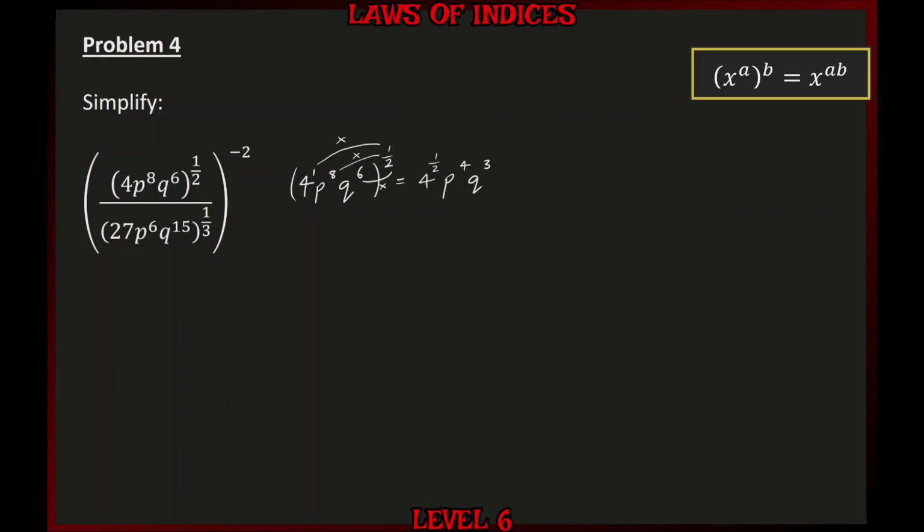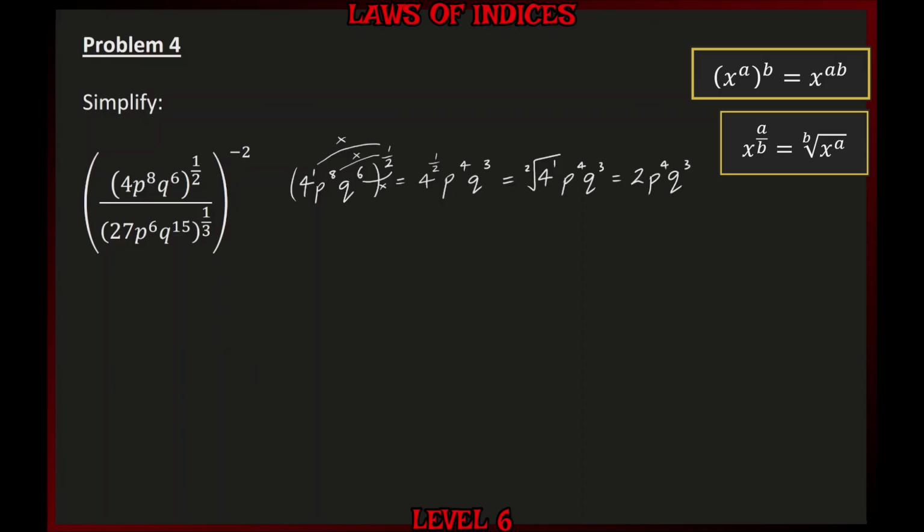Now, since 4 has a fractional power on it, we can rewrite it using this law, which tells us that 4 to the power of a half is exactly the same as 4 to the power of 1 square rooted, and we have our p to the power of 4, q to the power of 3 after it. Now the square root of 4 is 2, because 2 times 2 is 4, and 2 to the power of 1 is 2. So our numerator simplified becomes 2p^4 q^3.